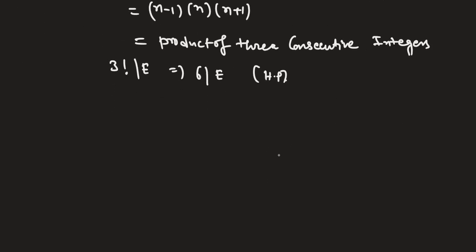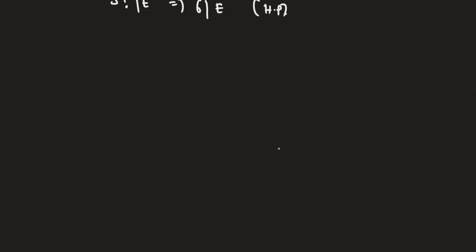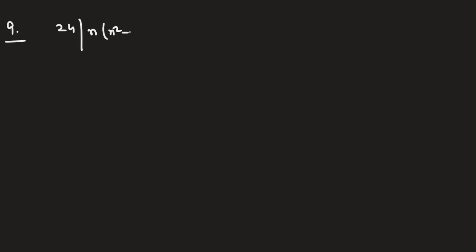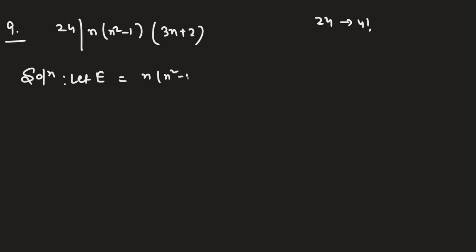Now coming to the next one, that is question number 9. Prove that 24 divides n(n^2 - 1)(3n + 2). So here you notice that 24 is nothing but 4 factorial. Now we consider E equal to the given expression n(n^2 - 1)(3n + 2). So this is n(n+1)(n-1), and here we have 3n + 2.